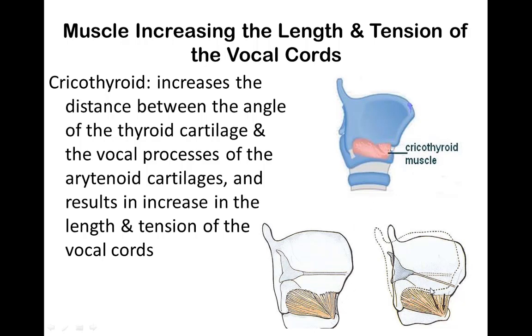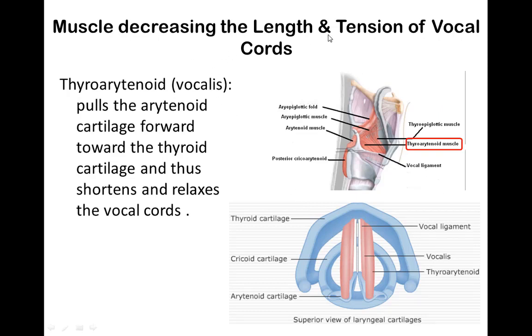As you can see, when this muscle contracts, it pulls this thyroid cartilage anterior, so it is tensioning this cord, so it increases the length and the tension of the vocal cord. The muscle that decreases the tension of the vocal cord is the vocalis muscle or the thyroarytenoid muscle, which here accompanies the cord. So this is the vocalis muscle, you can see. So it decreases the tension of the cord.